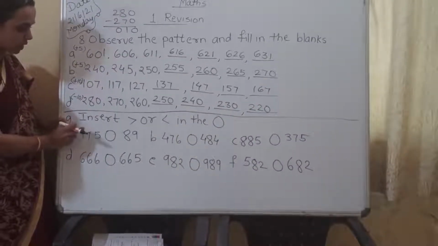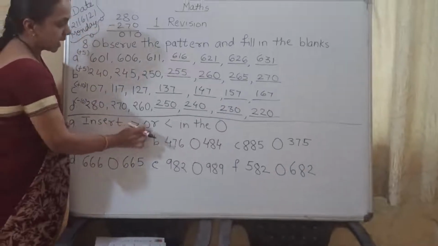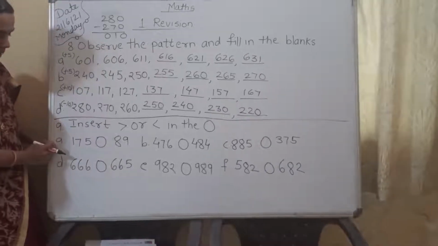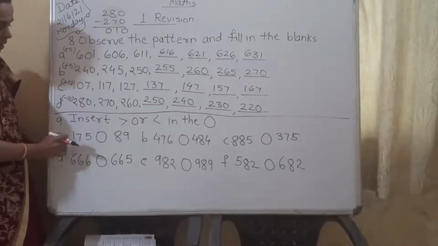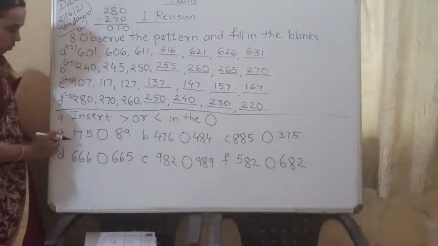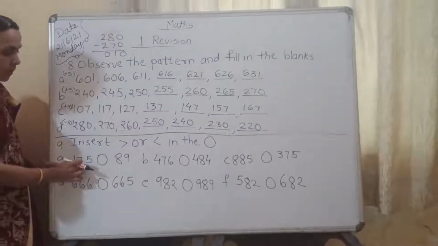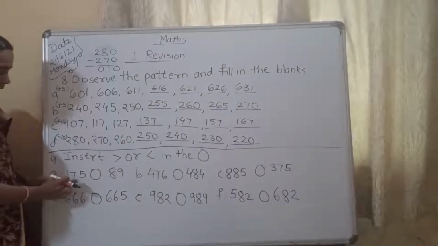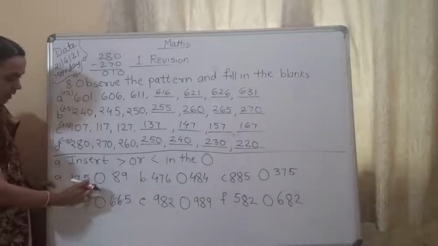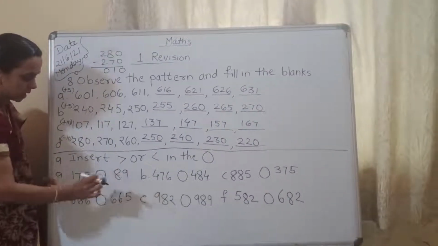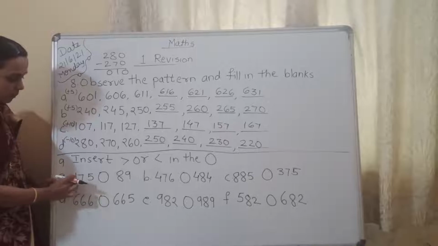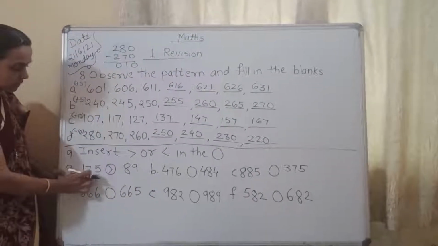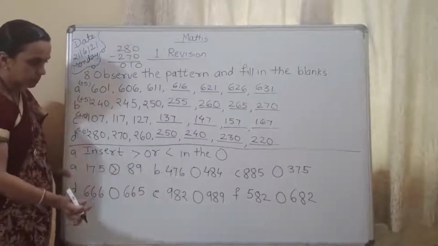What is the ninth question? Insert less than or greater than in the circle. Okay. So very simple. We have to find out which is the bigger number. So A example, 175 and 89. Which is the bigger number here? See, 175, this is a 3-digit number and this is a 2-digit number. So we have to give this sign towards this 175 because this is the bigger number.